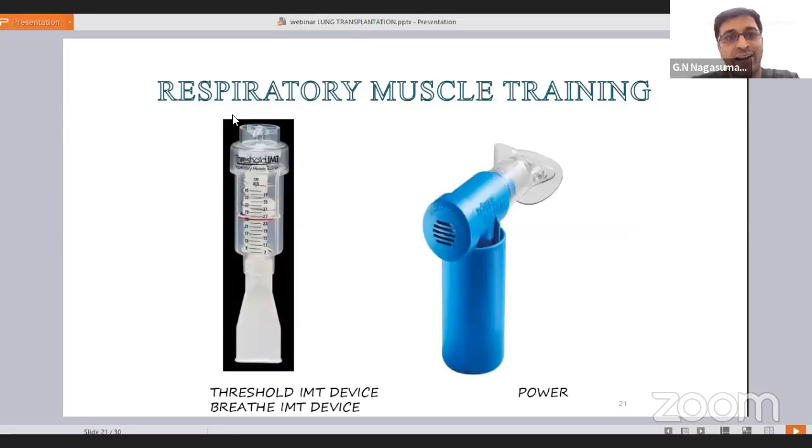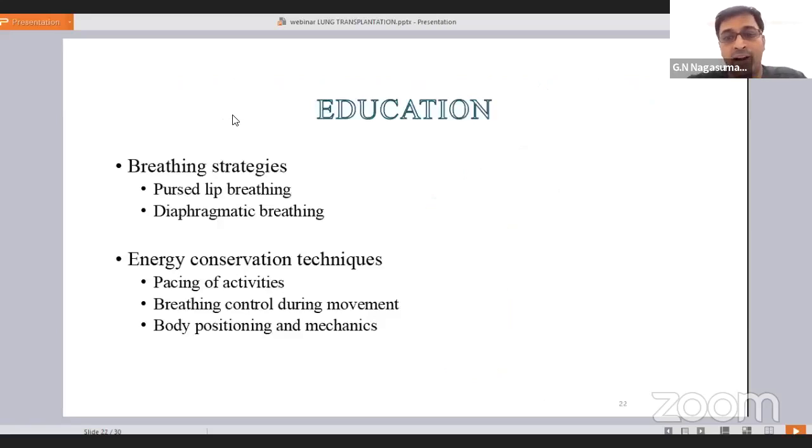So for training the inspiratory muscles, we have inspiratory muscle trainers. One is the threshold device and the other is the power device. These are the two devices. First, we'll start with the threshold device. If the person is doing well, eventually we will progress to the power device, power mode.